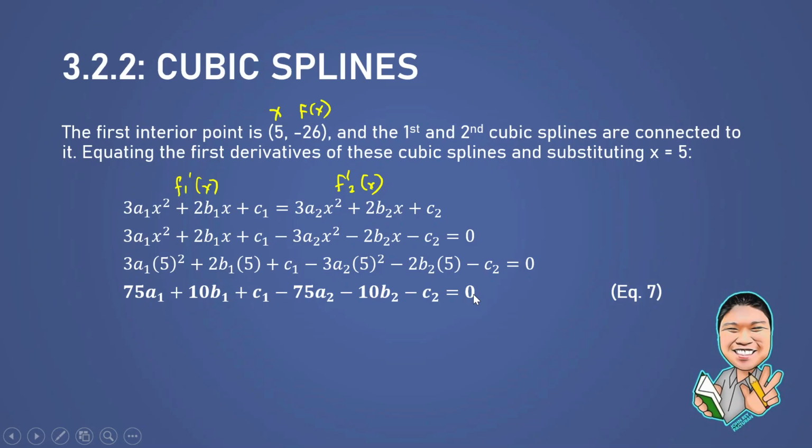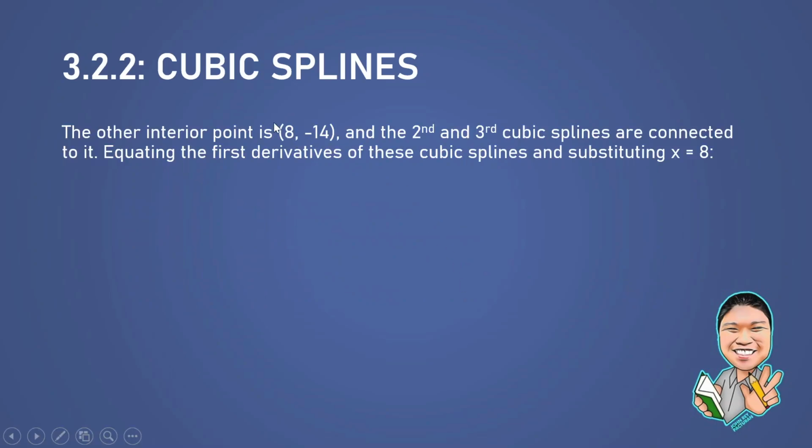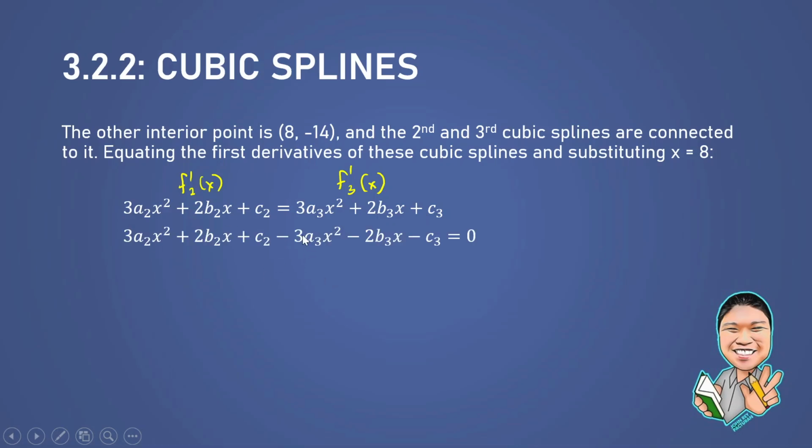Kailangan pa natin ng isang equation kasi nga for the step 2, dapat makaderive tayo ng dalawa. So, the other interior point is 8, negative 14 and the second and third cubic splines are connected to it. Equating the first derivative of these splines and substituting x is equal to 8. So, di ba, ito yung first derivative ng second spline and ito yung first derivative ng third spline. So, ganun din, i-copy mo lang yung kanina. Pag transpose mo, makakalipat sila.